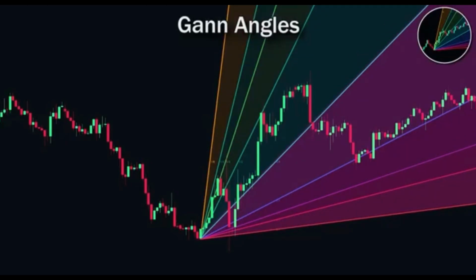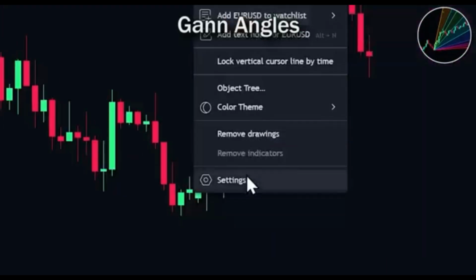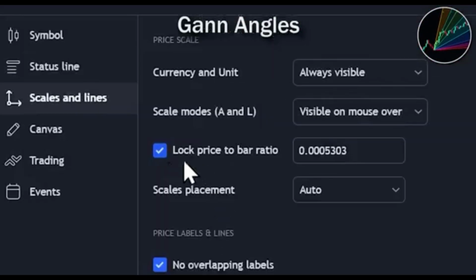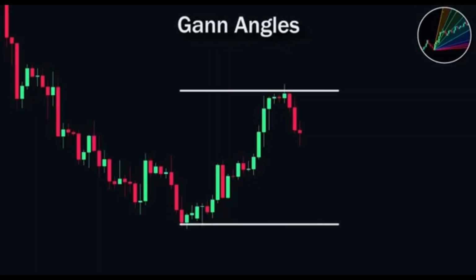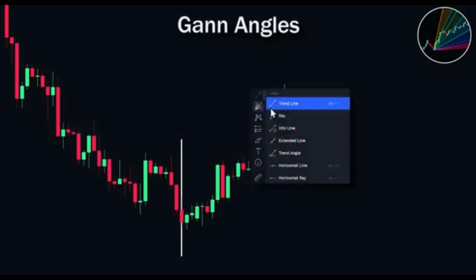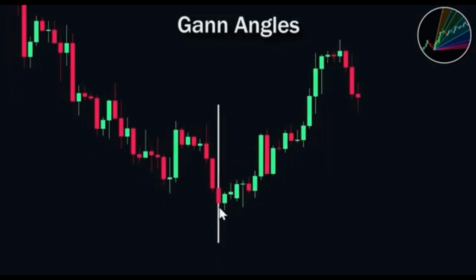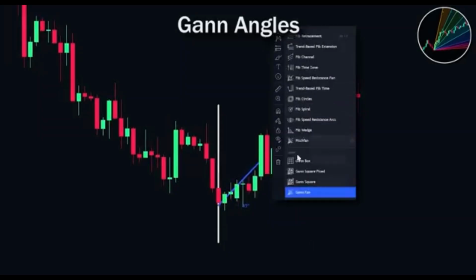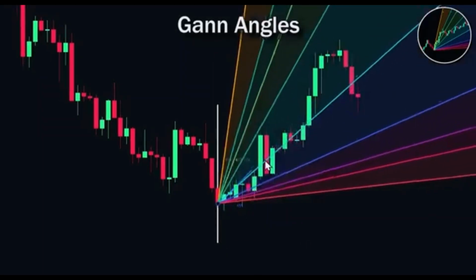To apply the Gann angles, first you go to Settings, then make sure to check the lock price to bar ratio. Next, identify a market range and mark the swing low and the swing highs of that range. Then, draw a straight vertical line at the start of the range. After that, select the Trend Angle tool and measure 45 degrees. Then, use the Gann fan tool and place it at the 45-degree angle.